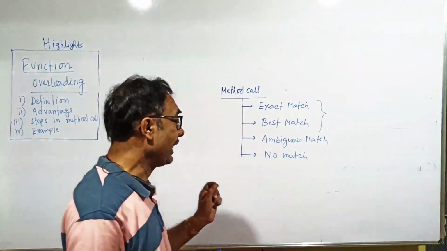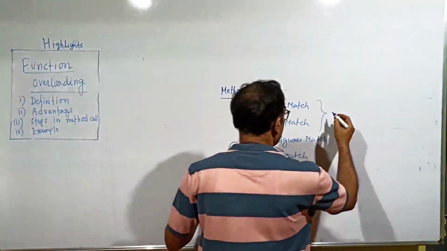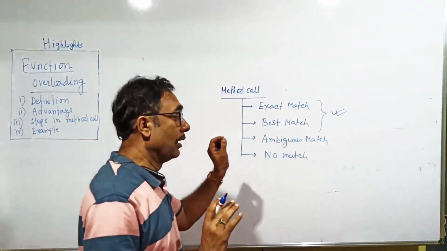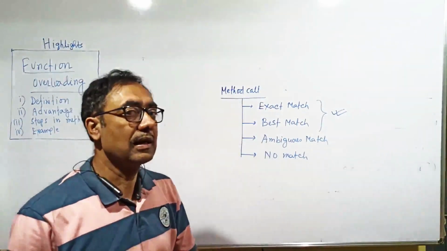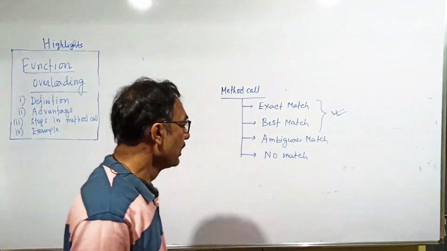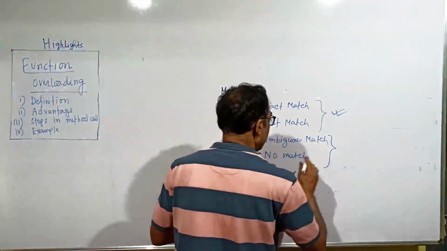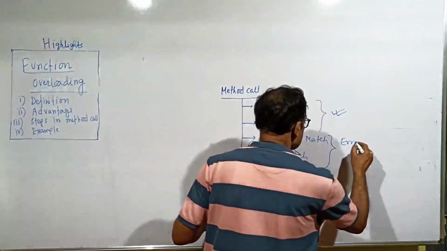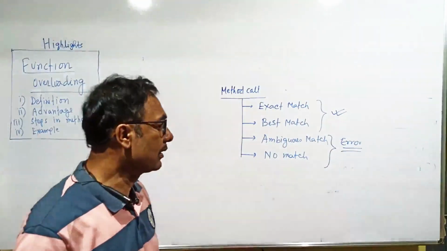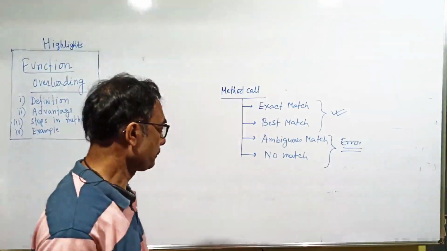In case of exact match and best match, you will get some result. It is ending with a result, it is not an error. In case of ambiguous match and no match, you will find errors. So no output will be generated when ambiguous match or no match is there.